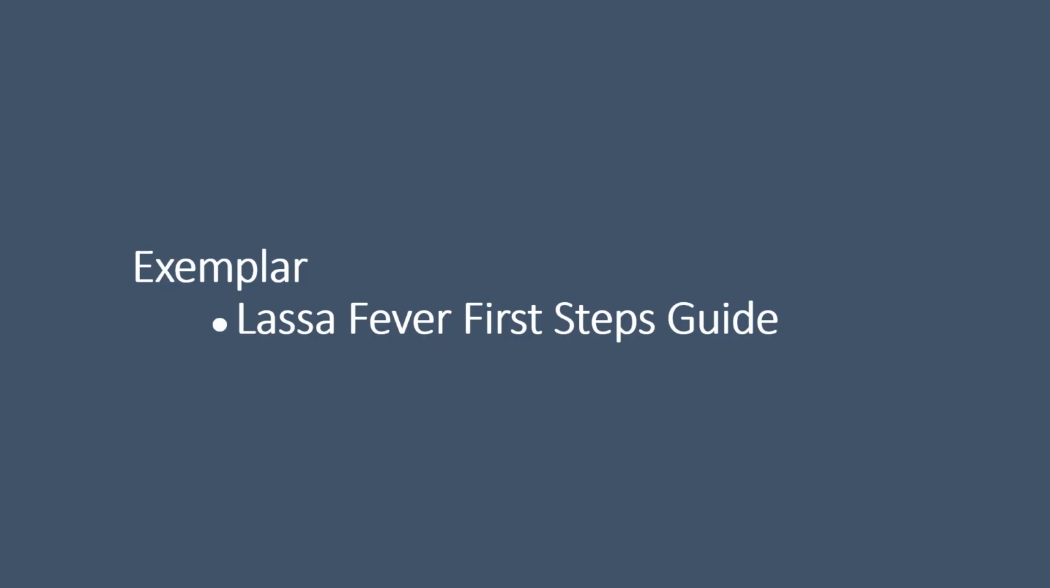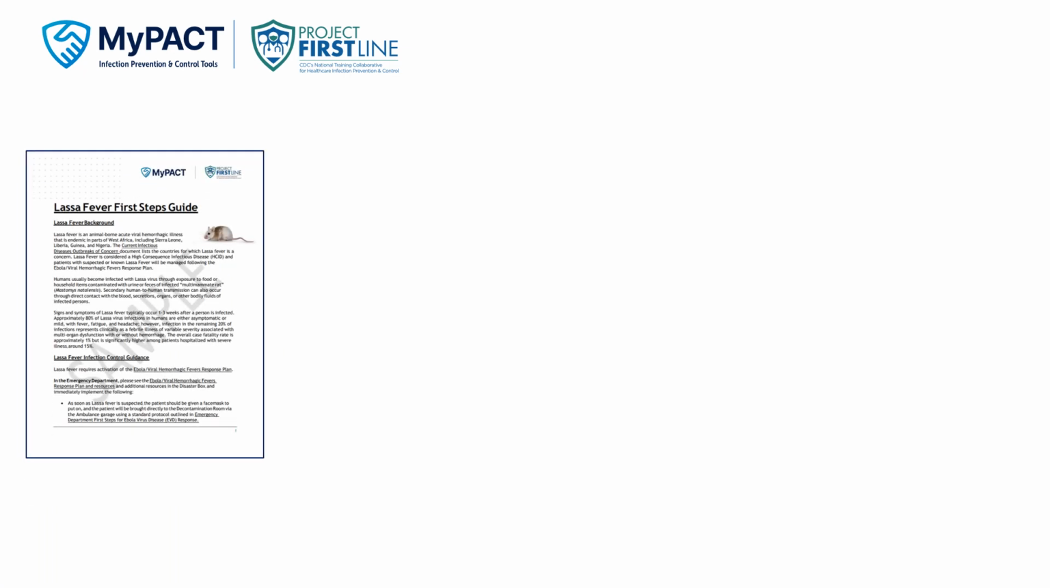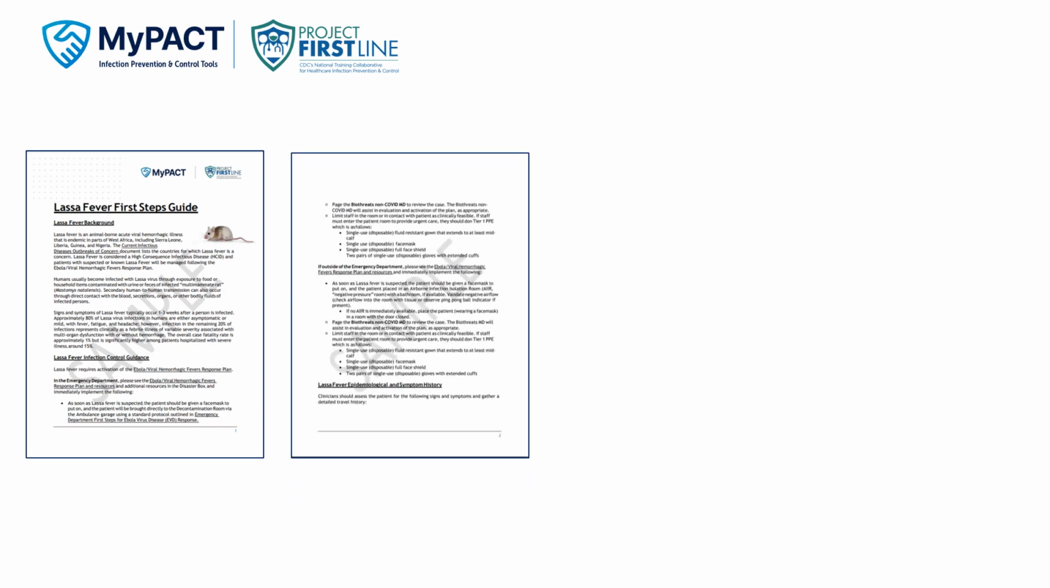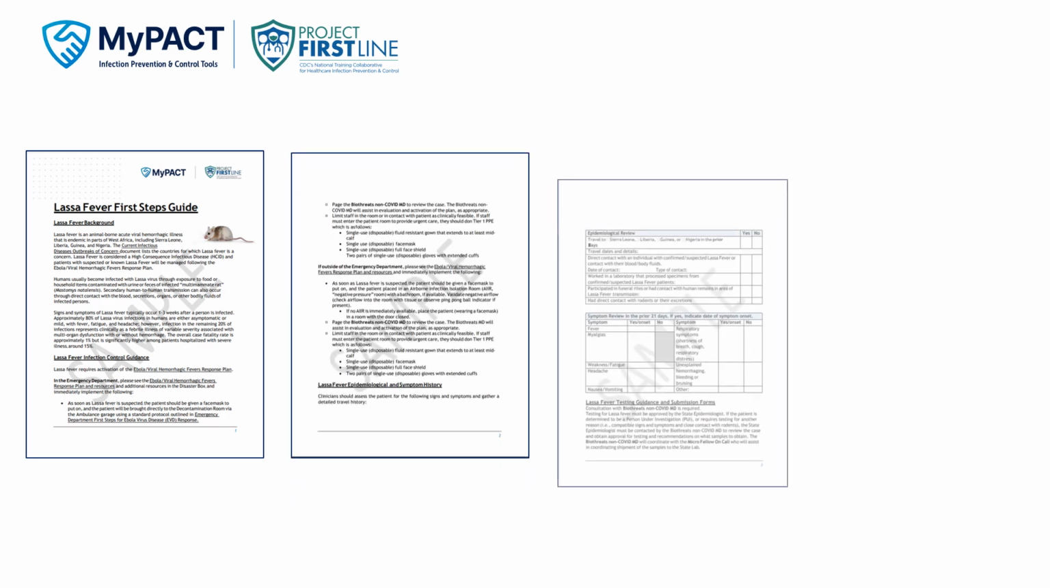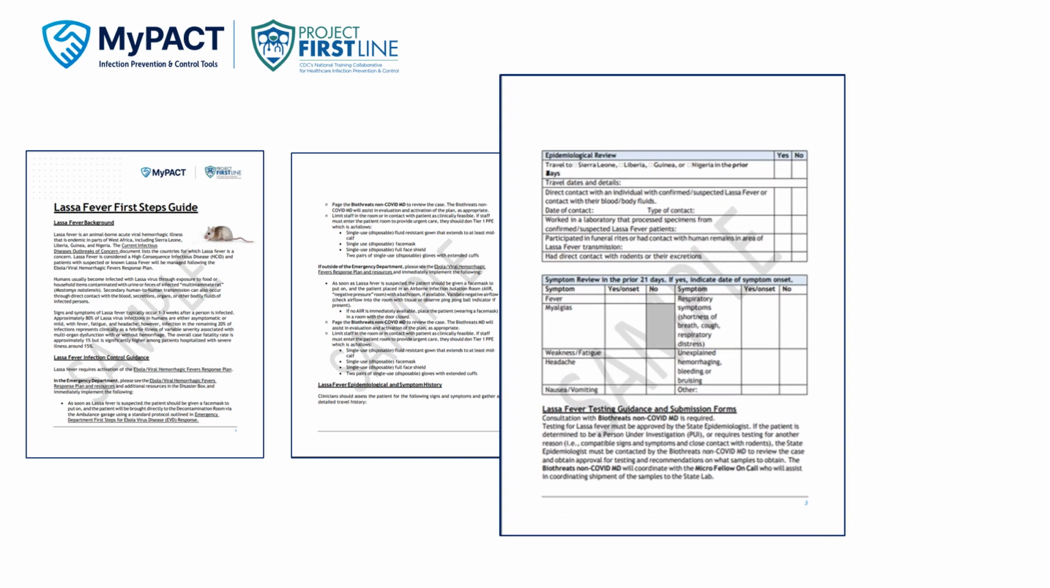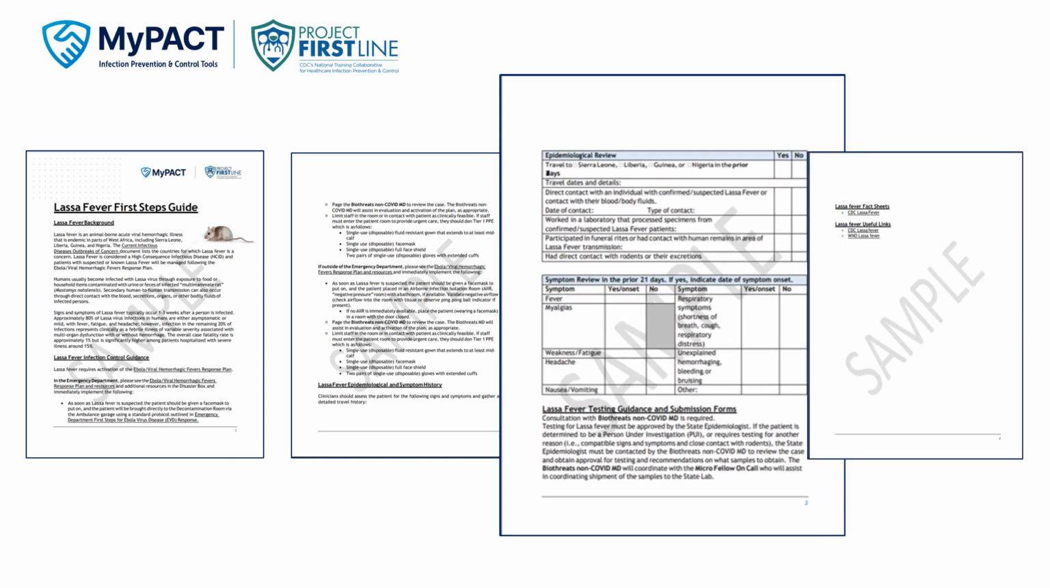Here we'll go over an example of a disease-specific fact sheet to help you when you create your own fact sheets. Here is a sample Lassa fever fact sheet. Your fact sheets could be as detailed as you want them to be, but keep in mind, these fact sheets are intended to serve as quick reference guides for initial screening, assessment, and management. For this example, we have included an epidemiological review. This section would be important to update regularly if there is an evolving outbreak for the given pathogen.